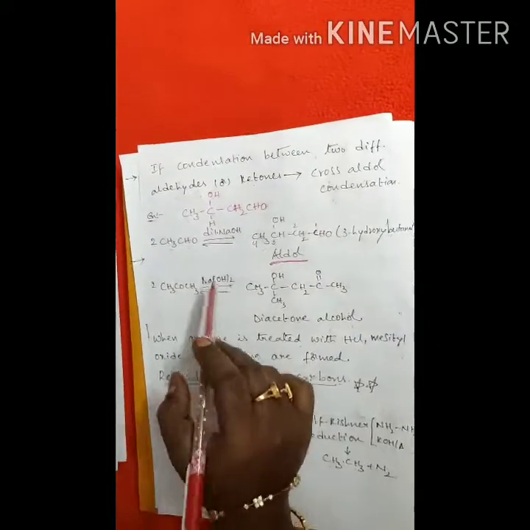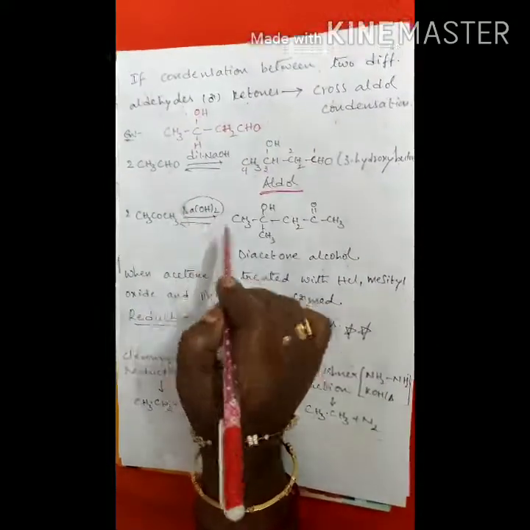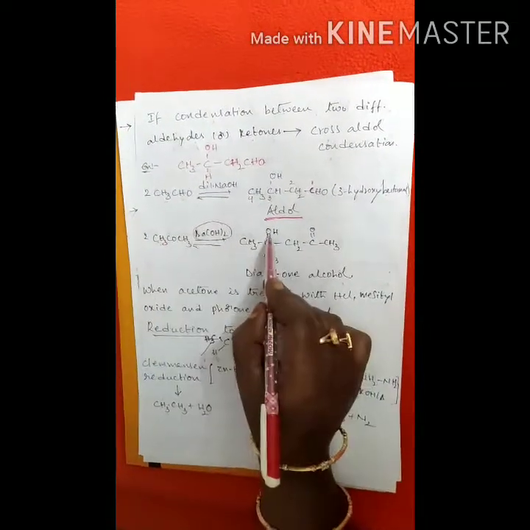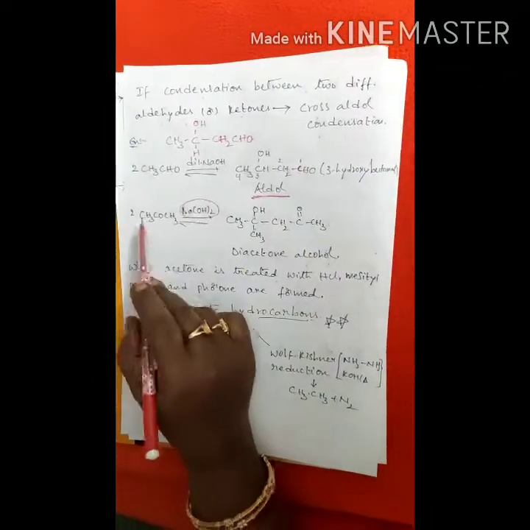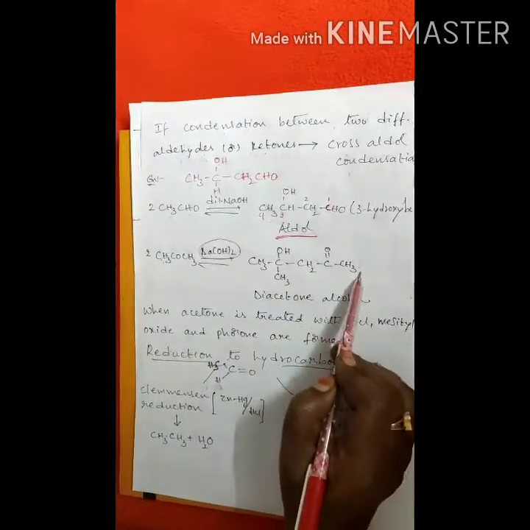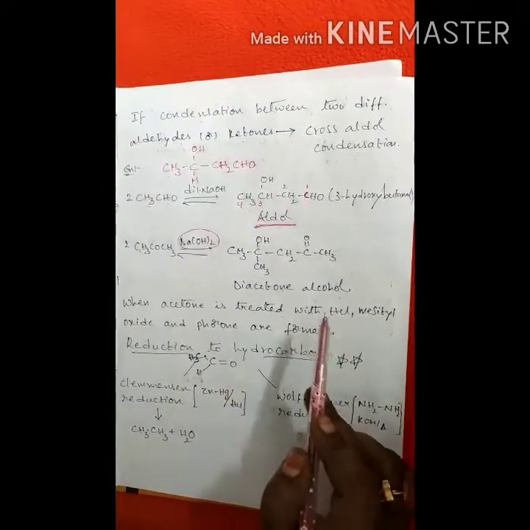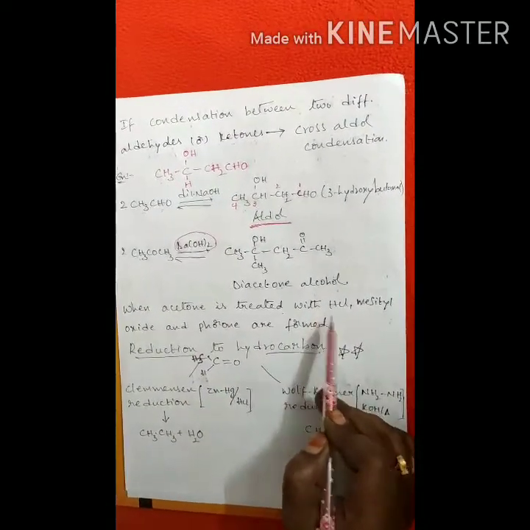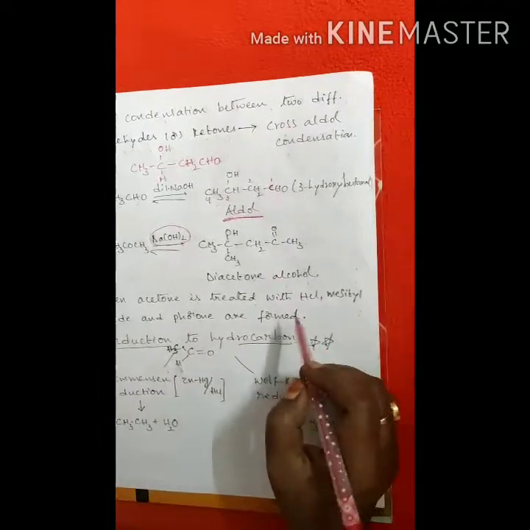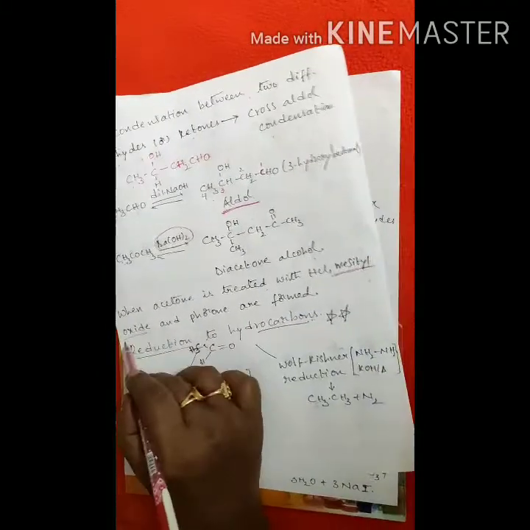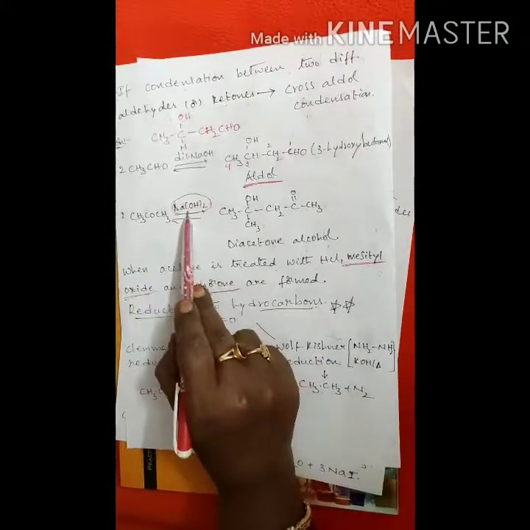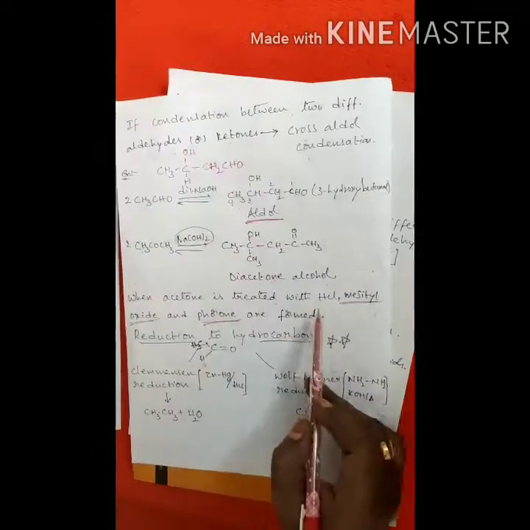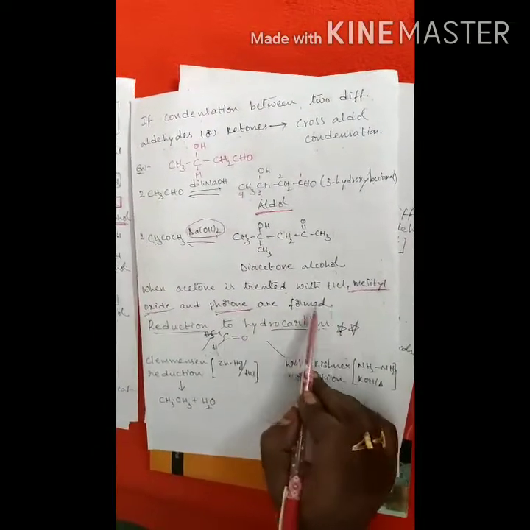And if it takes place in the presence of Ba(OH)2, two ketones give that type of product. Here ketone CH3, C double bond O is converted to OH, CH3, and the remaining ketone is converted to CH2, CO, CH3. This is called diacetone alcohol. When acetone is treated with HCl, we get mesityl oxide and phorone, but it is rarely asked. When it reacts with a base, we get an aldol. But when acetone is treated with an acid, mesityl oxide and phorone are formed.